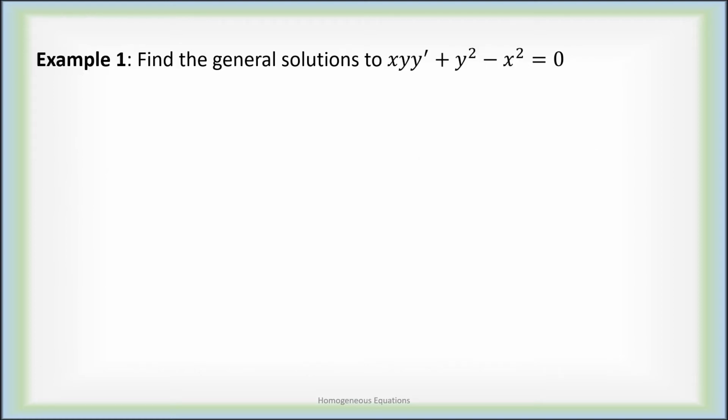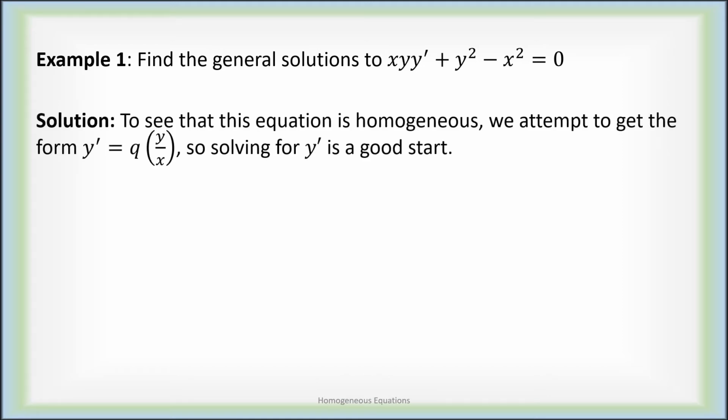So let's work through an example. Find the general solution to y prime plus y squared minus x squared over xy is 0. This is very much a nonlinear differential equation. Well, let's see that it's homogeneous first. So what we have to do is get y prime by itself and see that it can be expressed as a function of the ratio y over x. So let's solve for y prime first.